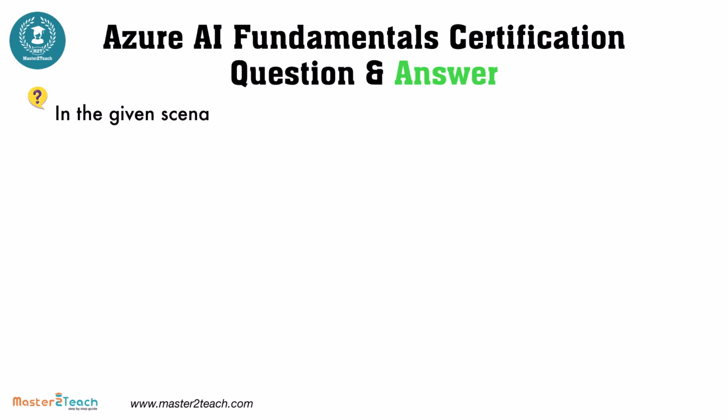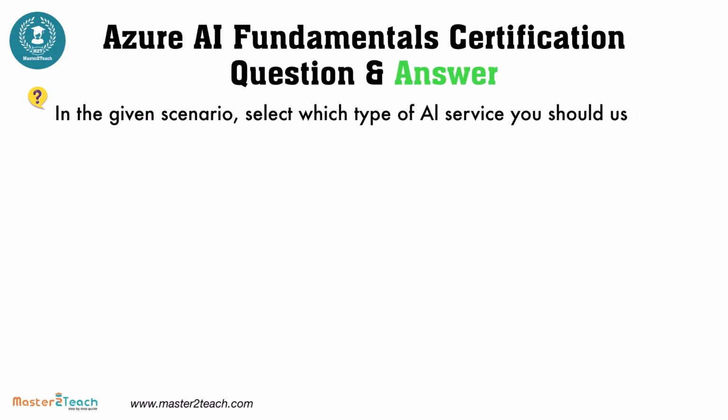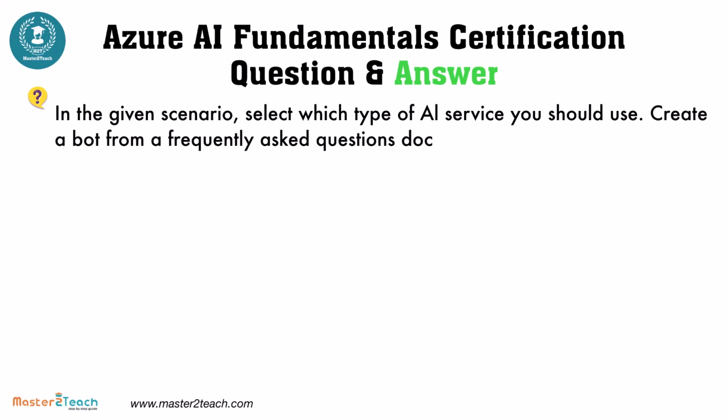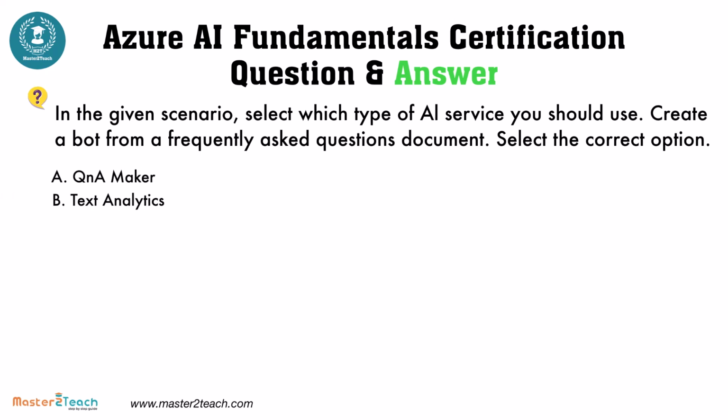In the given scenario, select which type of AI service you should use. Create a bot from a frequently asked questions document. Select the correct option. The options are A. QnA Maker, B. Text Analytics, C. Speech, D. Language Understanding.